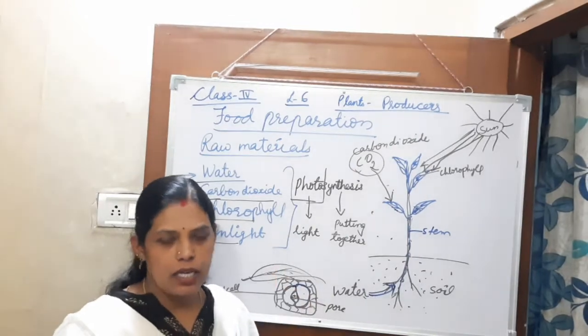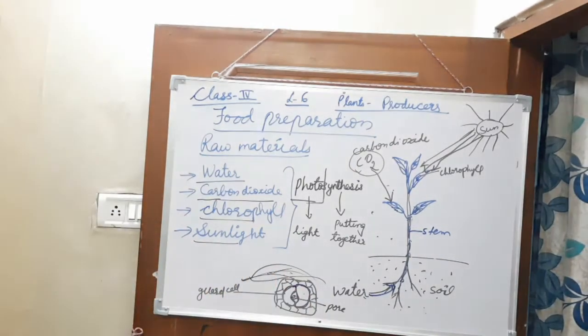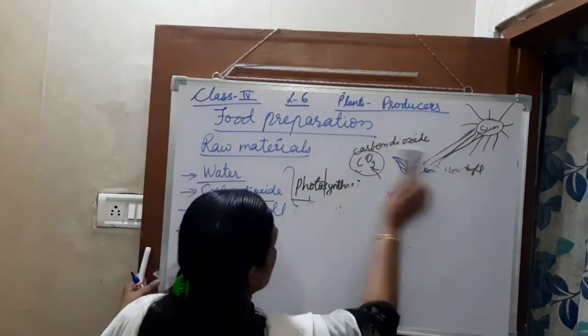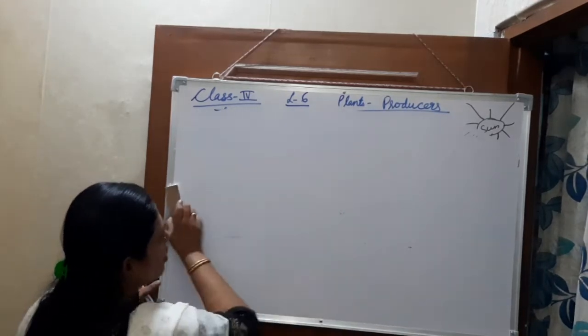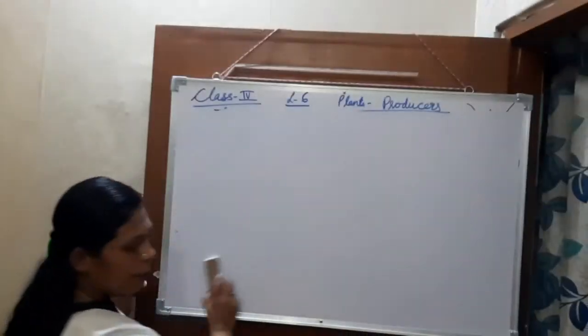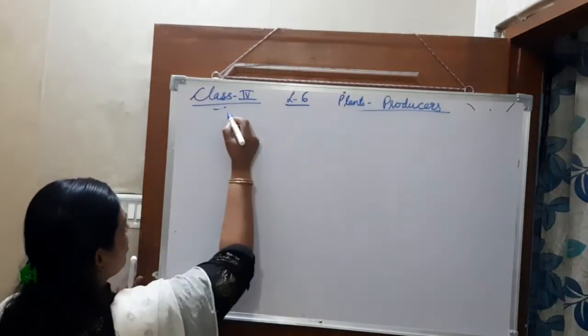And now one experiment we are doing, just to prove that sunlight is necessary for making food. What you have to prove? Experiment.